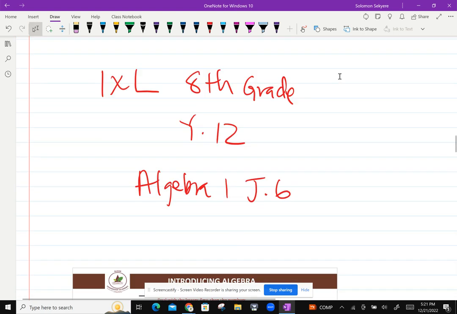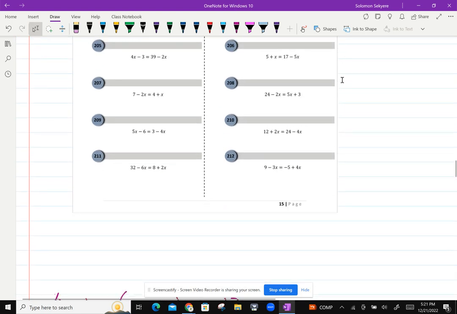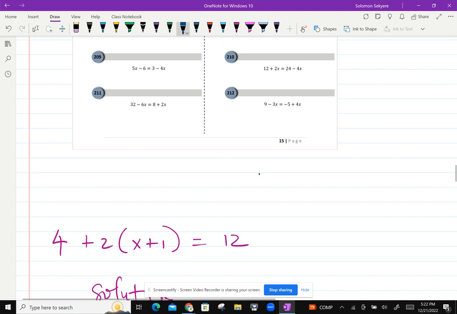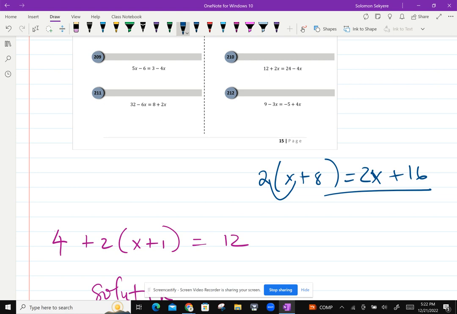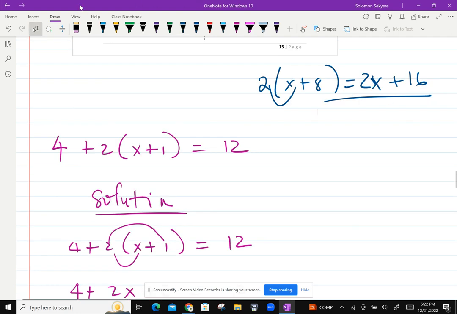Okay. And then what else did we learn? We have also learned that 2 parentheses x plus 8, we distribute, is 2x plus 16. Get that? So now let's combine the two and solve some equations. What if I say solve 4 plus 2 parentheses x plus 1 equals 12?